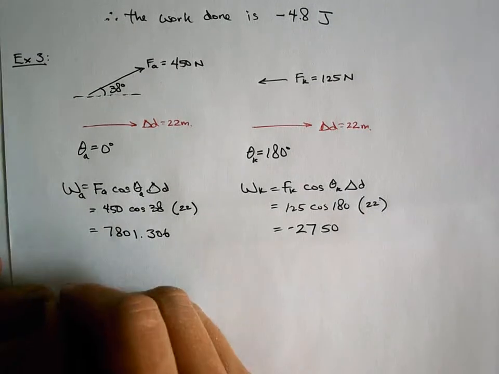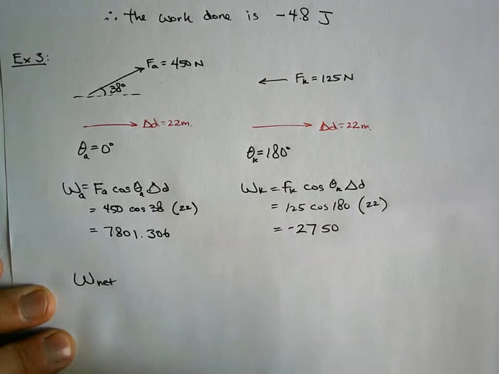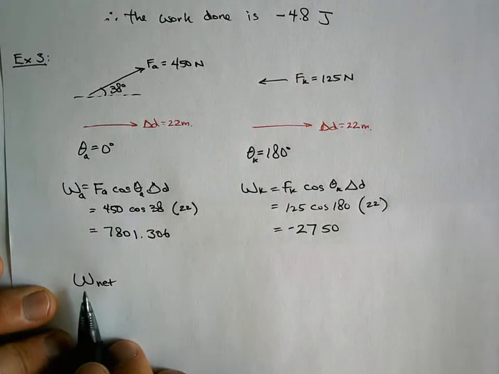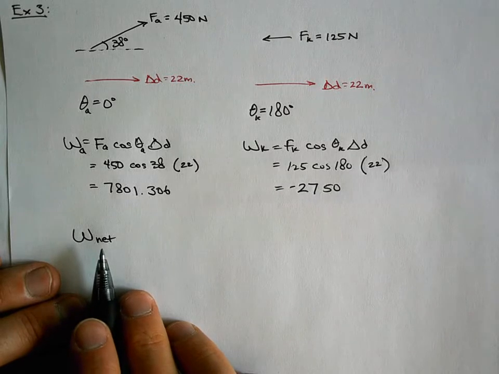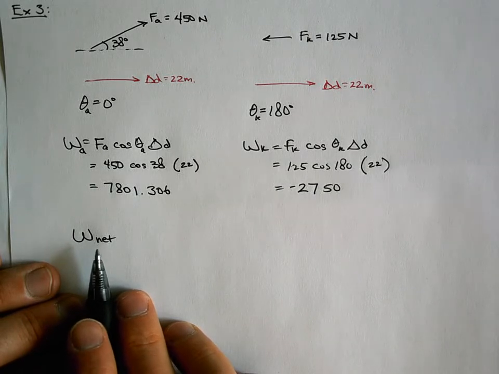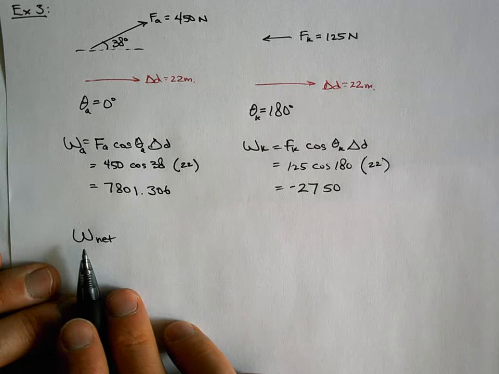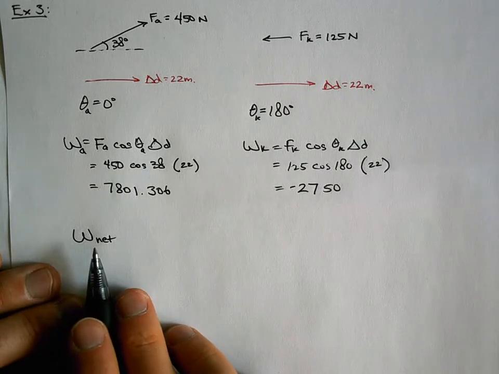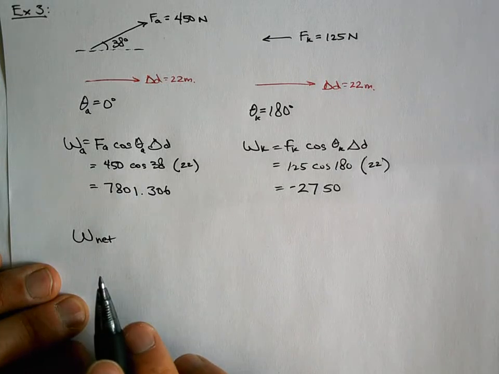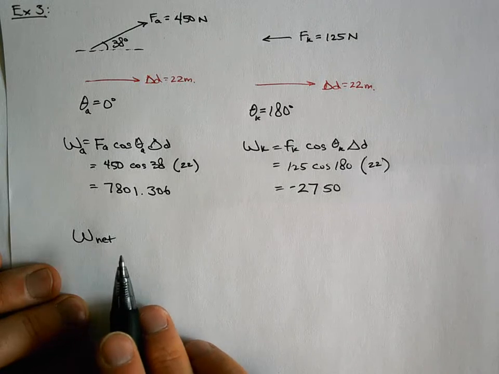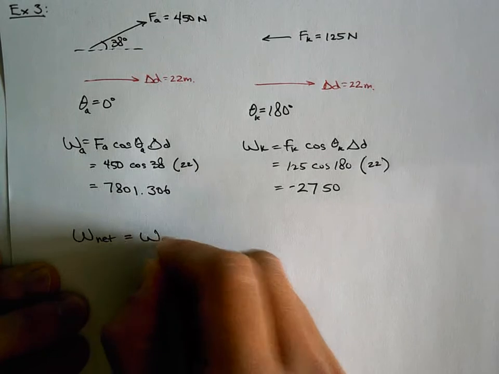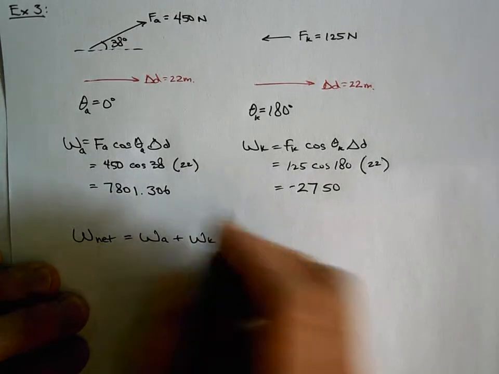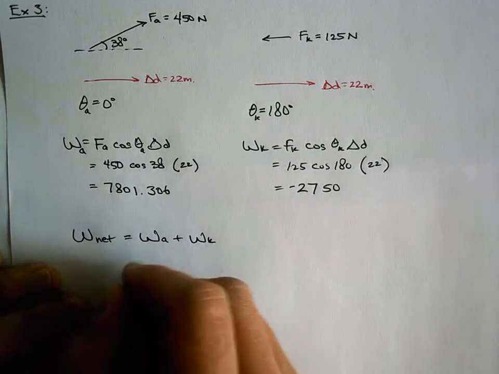Now when we say net work, hopefully you remember the idea of net from when we did net force. This means add up. Net force meant add up all the forces. So net work means add up all the work. So I'm going to have WA plus WK, my applied work and my friction work.